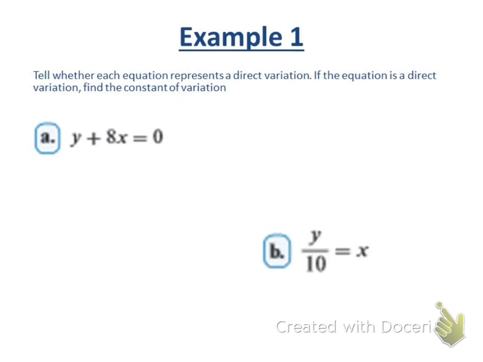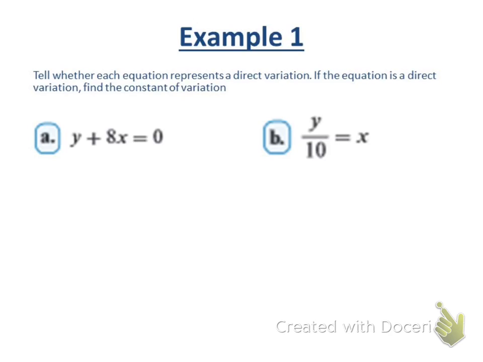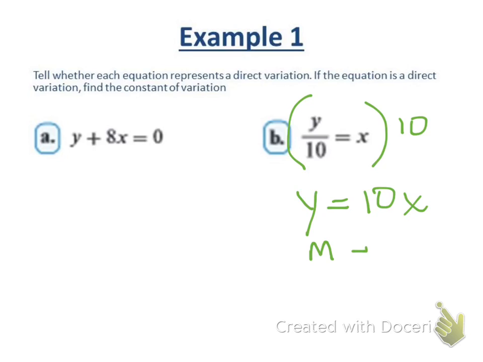All right, what about this next one? Can y over 10 equals x be written in direct variation form? Yes. How do we do that? If we have fractions in an equation, what are we going to do with those fractions? We're going to multiply by a common denominator to get rid of the fractions. We multiply this by 10, we get y equals 10x, which is certainly direct variation with a constant of variation of m equals 10.